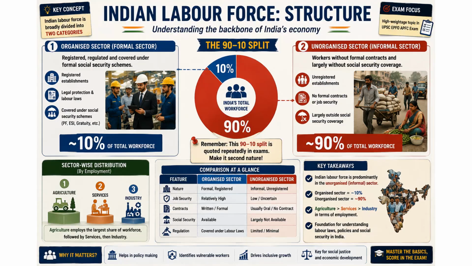Let's shift now to understanding India's labor force itself. It's broadly divided into two categories. First, the organized sector. This is registered, regulated, and covered under formal social security schemes. But here's the surprising part. This sector makes up only around 10% of India's total workforce. The remaining 90% falls under the unorganized or informal sector, workers without formal contracts and largely without social security coverage.